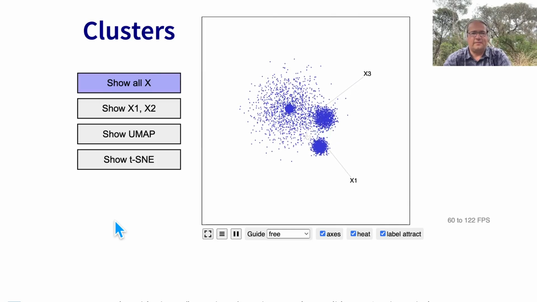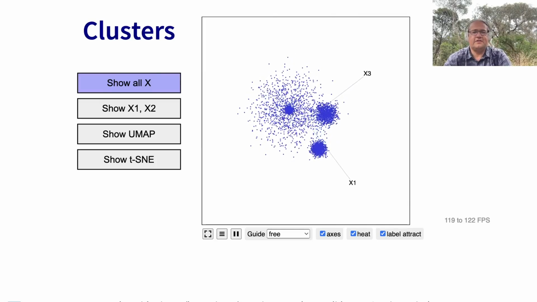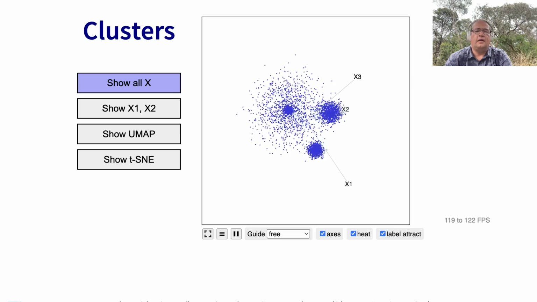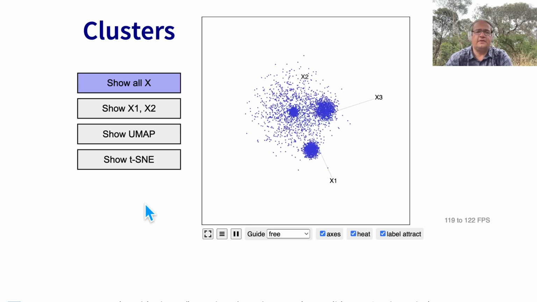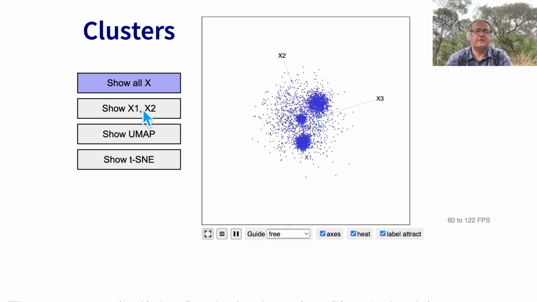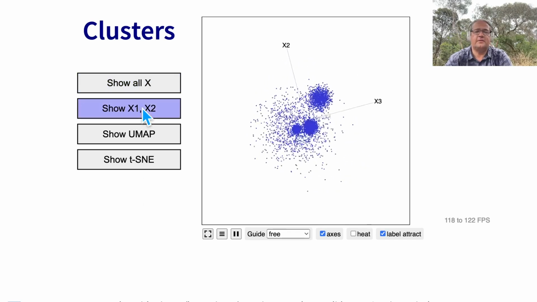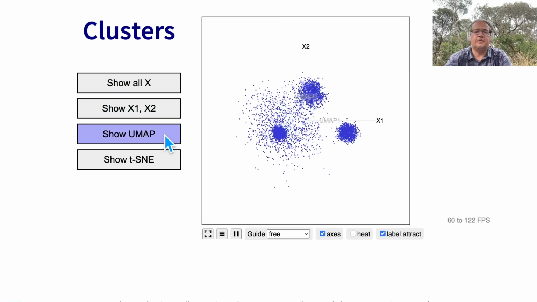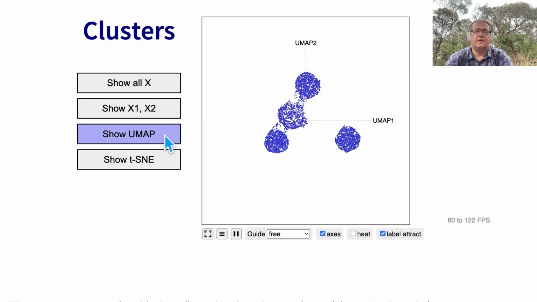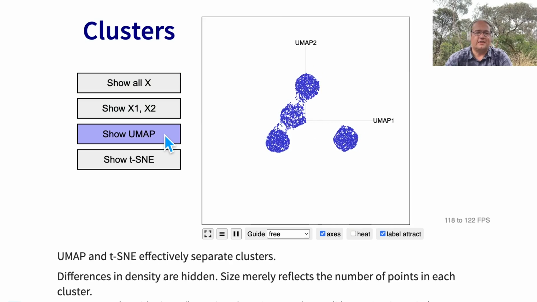Here are some points in 3 dimensions, and what I want to look at is what UMAP is going to do with these points. So let's square them up to start with. Now this is what UMAP does. So you can see it's done a nice job of separating the clusters, but also we've lost some information.